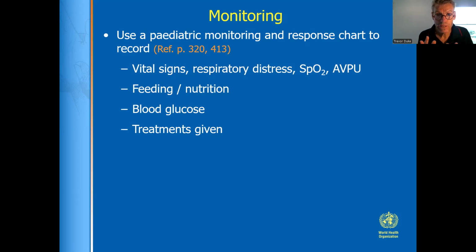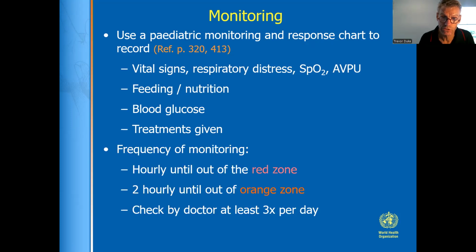in a child as critically ill as Ratu, every 2 to 3 hours to begin with, and then it can stretch out to 4 to 6 hours as he improves after several days. You can record on the monitoring chart feeding and nutrition. You can record his blood glucose, the treatments that have been given, and the response to those treatments.